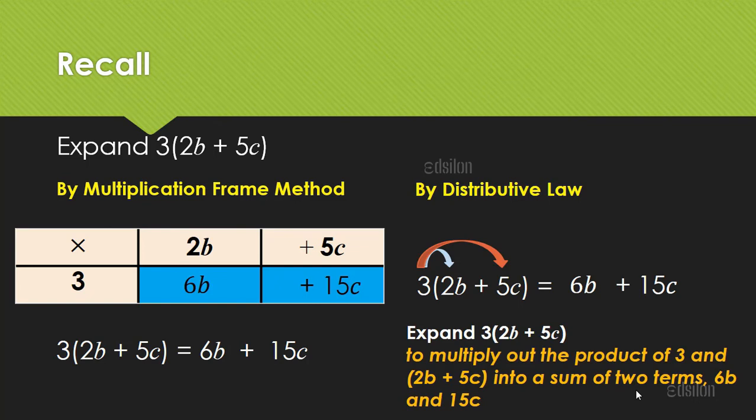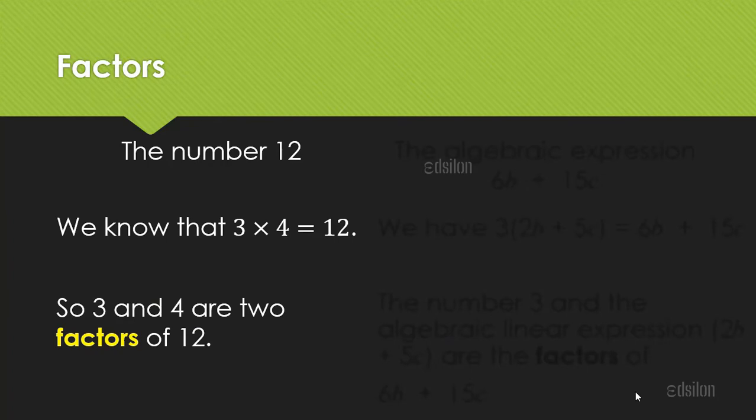When we are asked to expand 3 times of 2b plus 5c, what we are asked to do is to multiply out the product of 3 and 2b plus 5c into a sum of 2 terms, 6b and 15c. Next, what are factors? Let us take a look at the number 12. We all know that 3 times 4 gives 12. So we can say that 3 and 4 are 2 factors of 12.